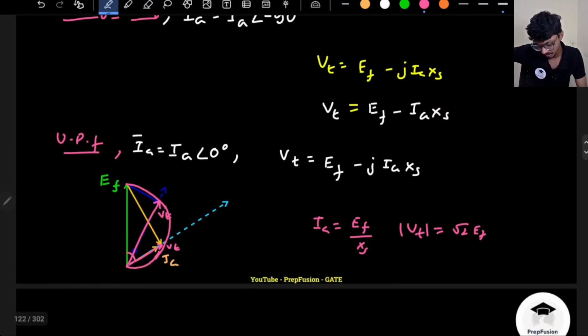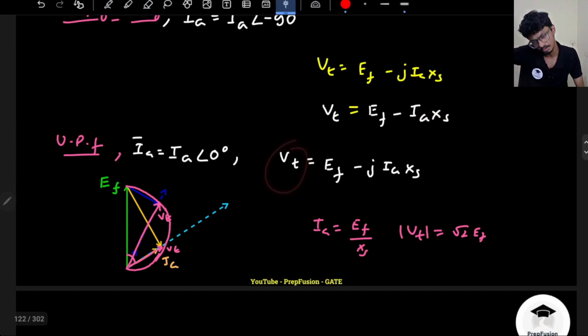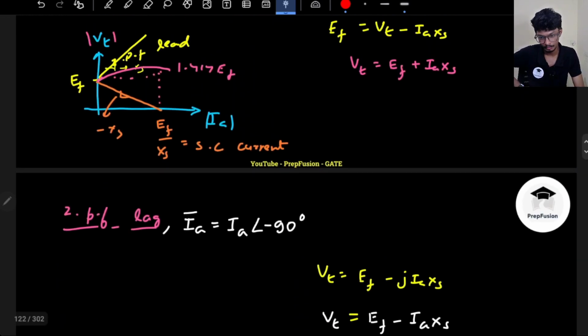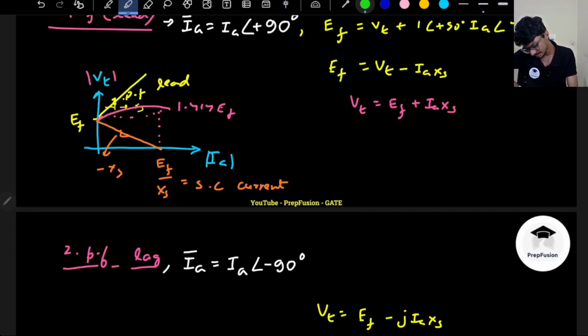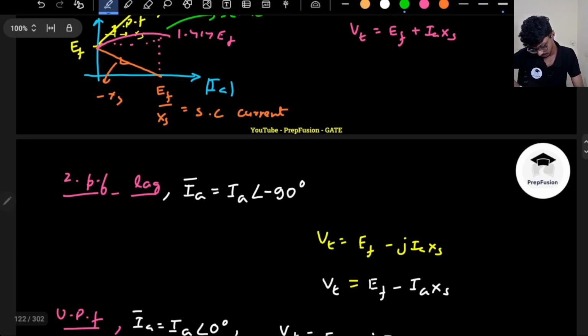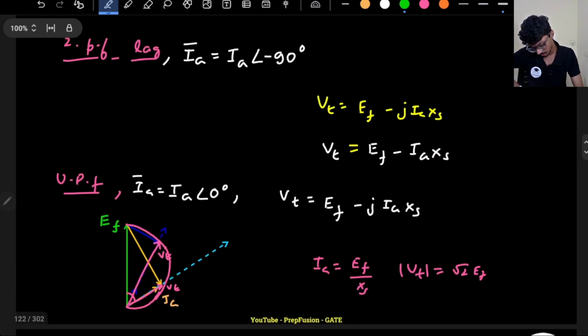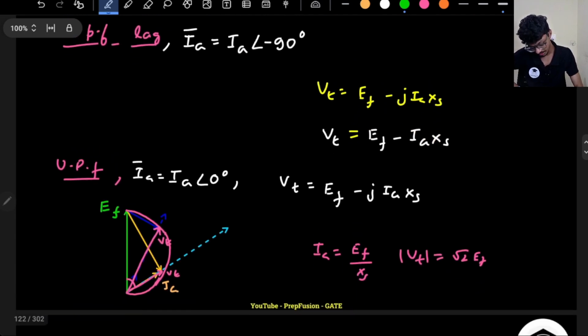If I keep on increasing IA, your VT magnitude will keep on increasing, right? Because here I have J, so it is like an orthogonal component. So VT magnitude will keep on increasing, but will not go beyond this point. So this one will be a semicircle. Remember it: the unity power factor curve will be an exact semicircle. Why will it be a semicircle? I will explain.